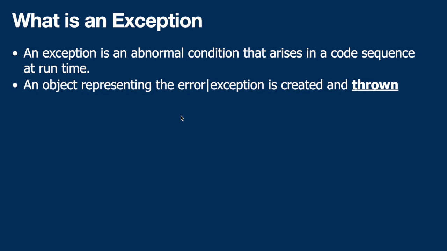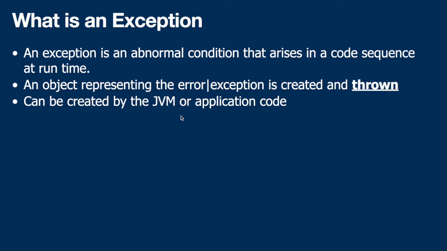When we have an error or an exception during code execution, the error or exception is created and thrown. That means an object representing the error is created or instantiated and thrown by the system so that the coder or the user knows what is happening in the code execution process. These exceptions can be created by the Java virtual machine while the code is running, or by your application code.